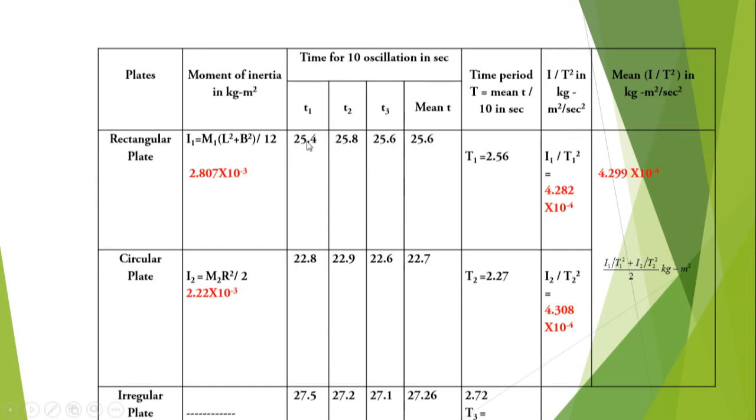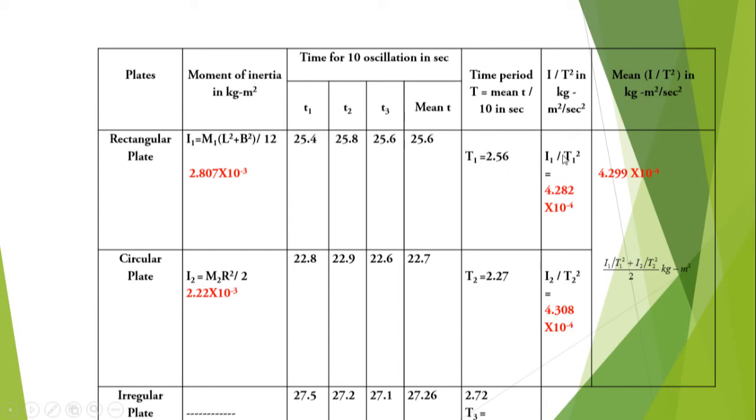So how can we take the mean value? Add these 3 values and divide by 3, and we get 25.6 seconds, the mean time period for 10 oscillations. Next is the time period for 1 oscillation. How can we calculate it? This is for 10 oscillations, so we divide this value by 10 and get T1, which is equal to 2.56 seconds.